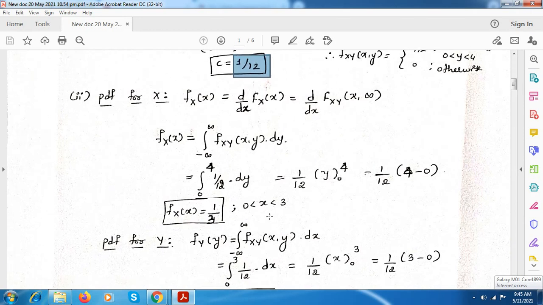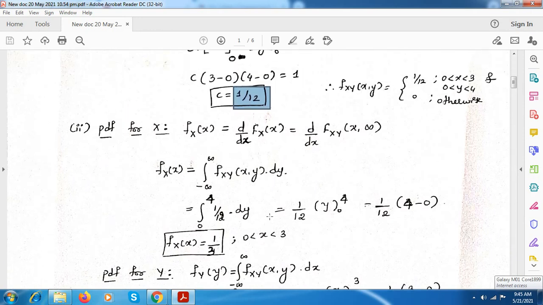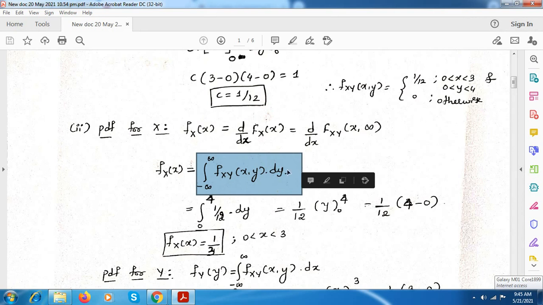So all of you just solve that. Others also just get that answer 1 by 4. You have to get 1 by 4. Just solve it. Same equation. Just here you have to integrate with respect to dx. So for that the limit will change from 0 to 3. And fx bivariant PDF will be same. That is 1 by 12. Just substitute, integrate and substitute the limit.